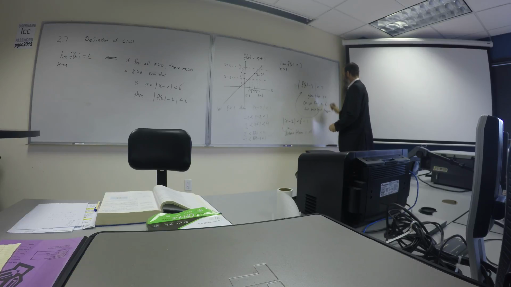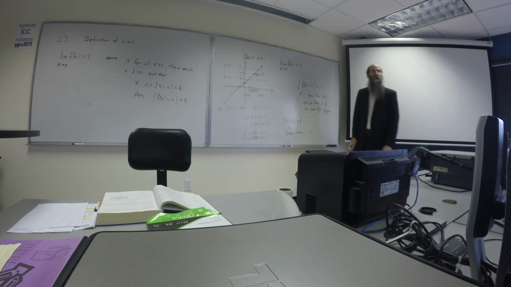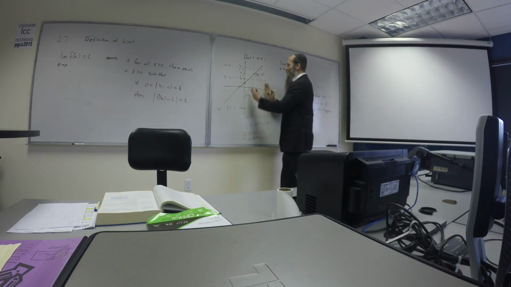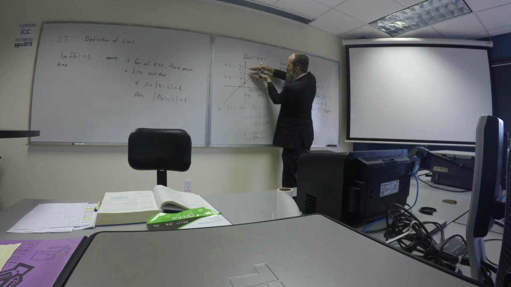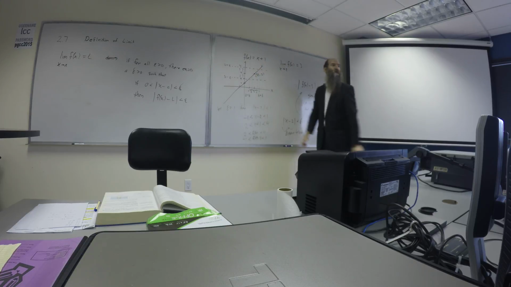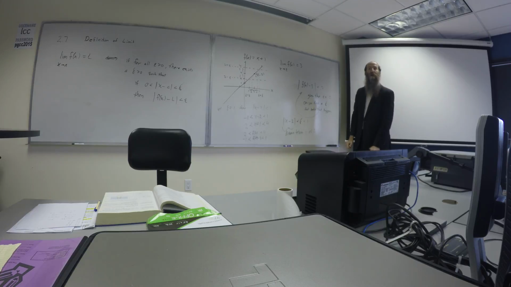0.5. Can you find a delta? That is, can you tell me how close x should be to 2 to guarantee that these heights here are only a half a unit away from 3? The function value is only half a unit away from 3 now.